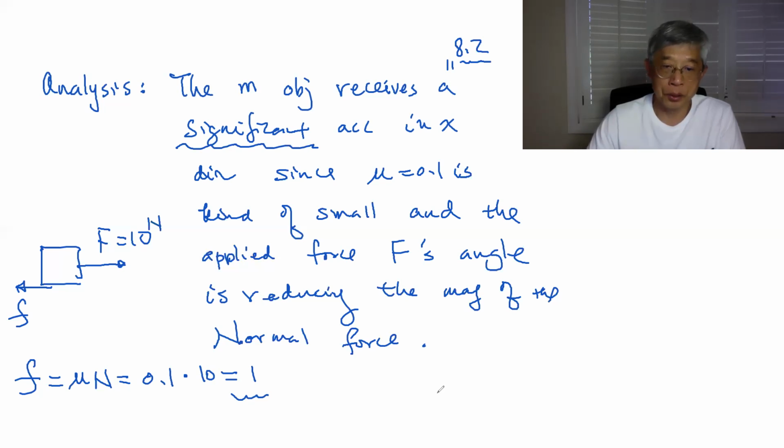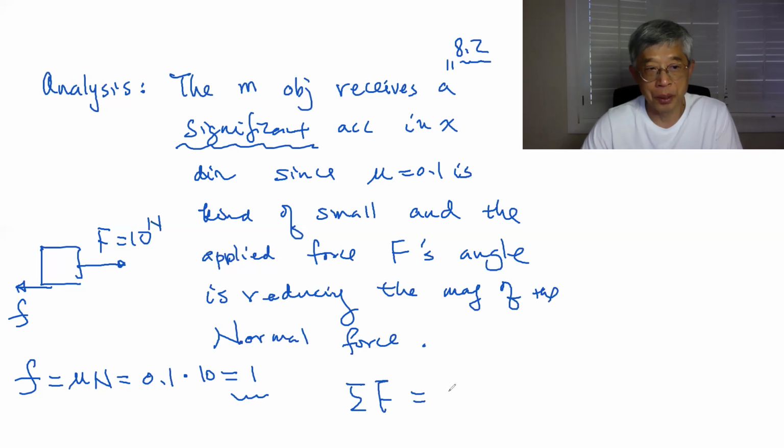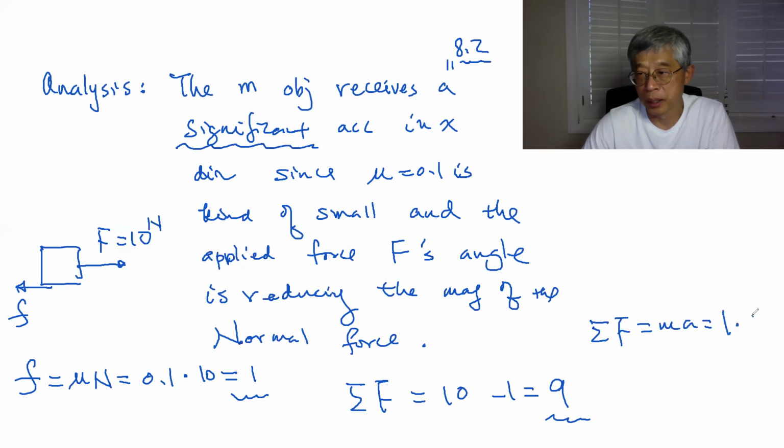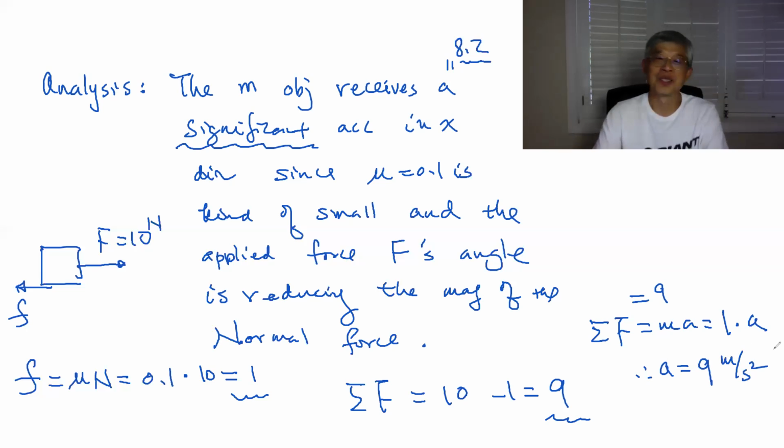So then in this case, you can see the net force, summation F, is going to be 10 minus 1. So it's actually 9 Newton, right? So 9 Newton, so let's take a look. Summation F is equal to ma, right? And m is equal to 1, and then a is equal to 9. So a, in this case, is 9 meters per second squared, okay? So it's not actually smaller, interesting, right?